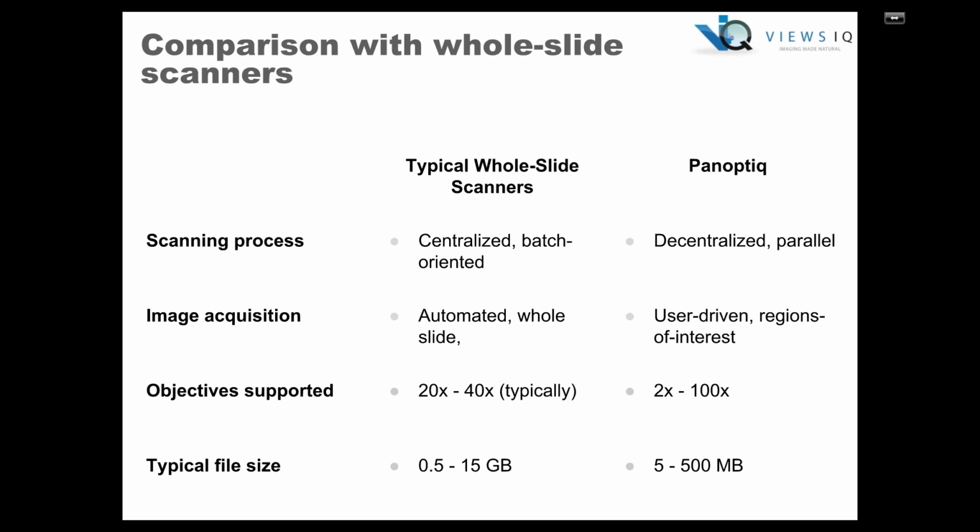With whole slide scanners, a typical file size would usually be in the range of 500 megabytes to 10 or more gigabytes. And if you're scanning a slide at a high magnification or with multiple Z-planes, that file size is certainly going to add up very quickly. With Panoptic, the file size is a lot smaller because you're usually only scanning specific regions of interest at a high power. And so the file size with Panoptic would be often more like 5 to 500 megabytes.